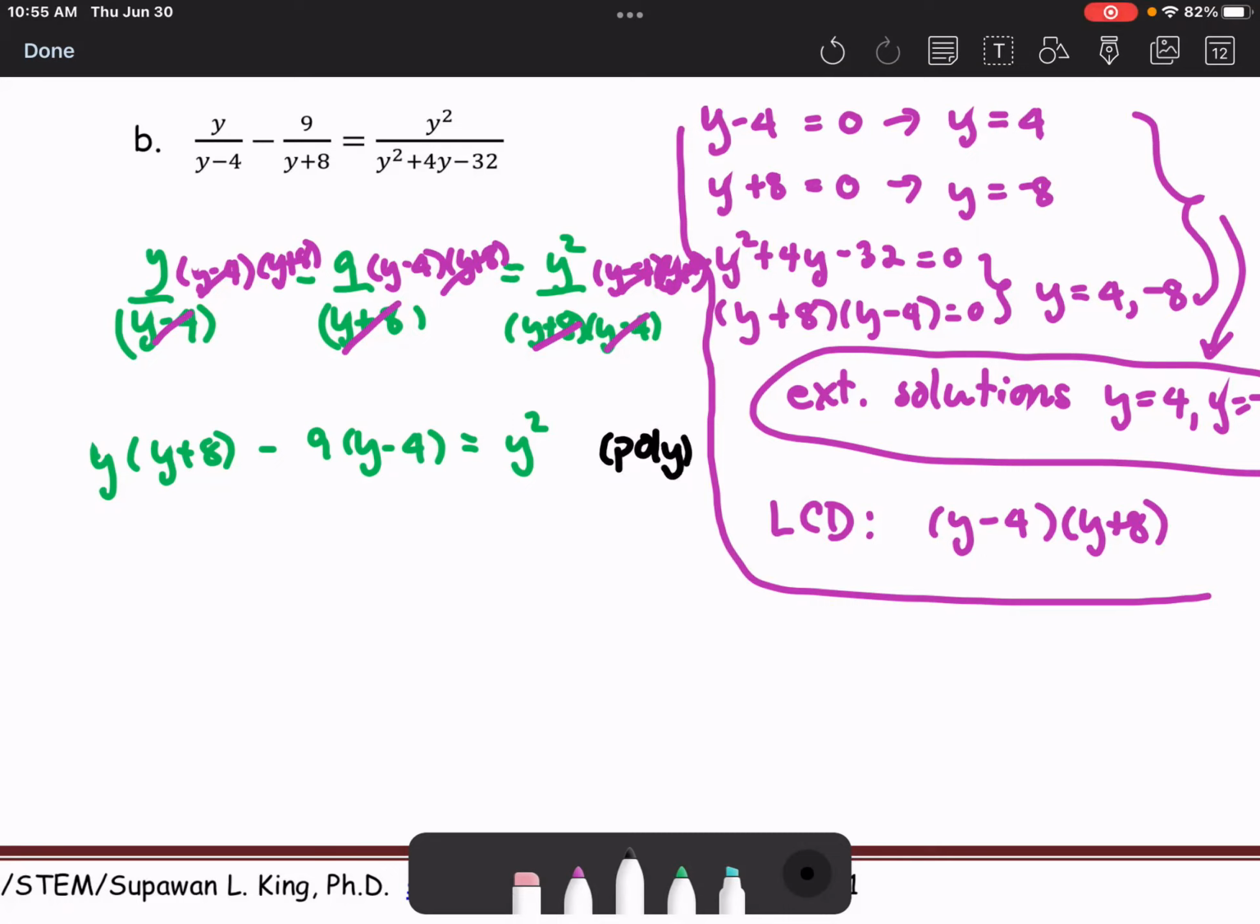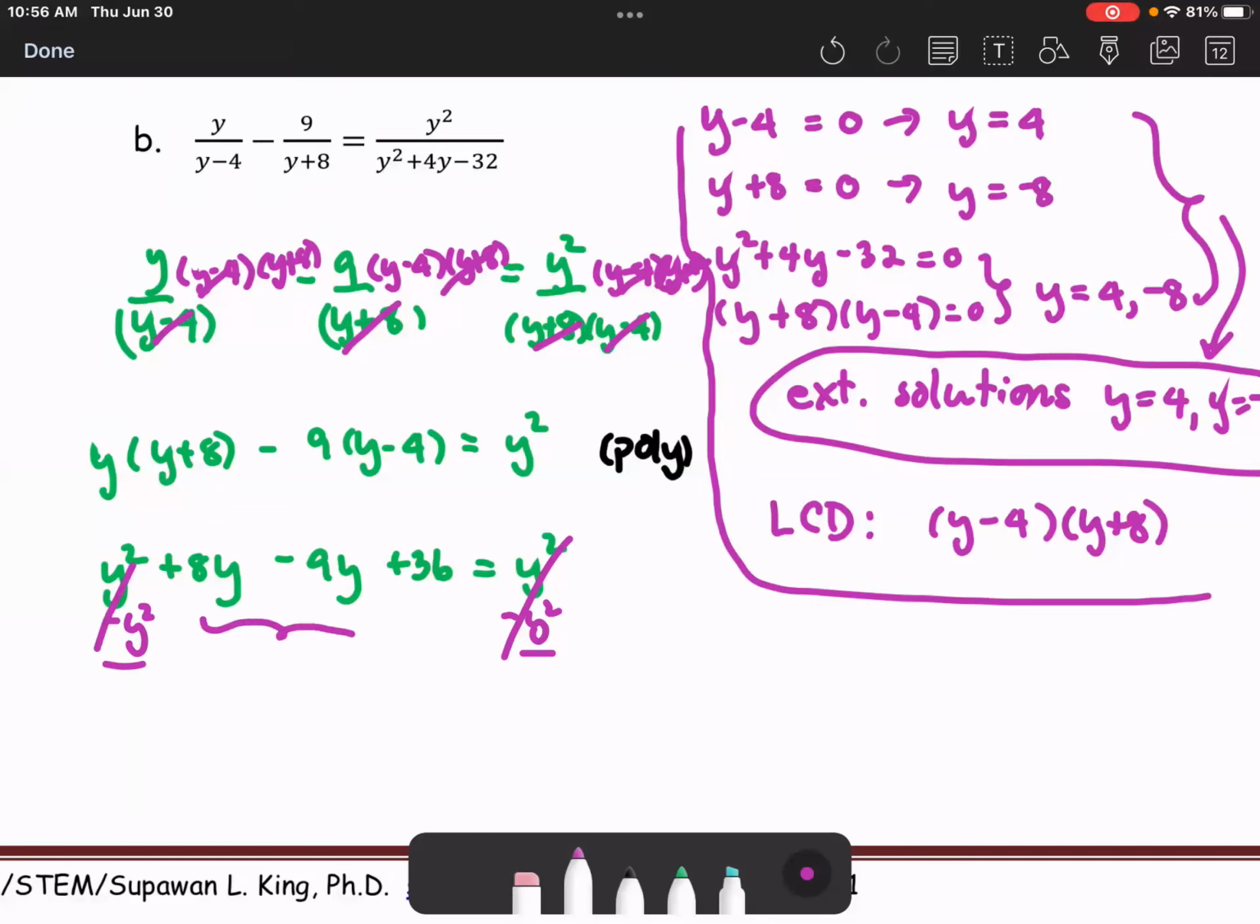And then we're gonna solve as before by distributing y to the parentheses and 9 to the parentheses for the second term. That's y squared plus 8y minus 9y plus 36 equals y squared. And then collect like terms, or move all the terms together in one side. We subtract y squared from both sides of the equation. So y squared and y squared reduce, and then 8y minus 9y becomes negative 1y, and then plus 36 equals 0.